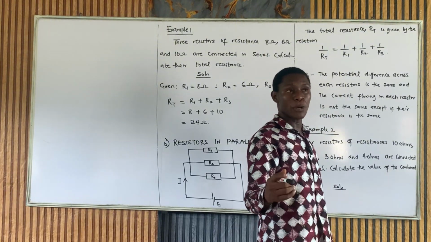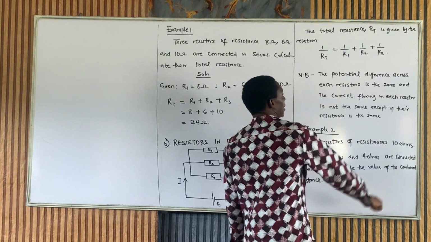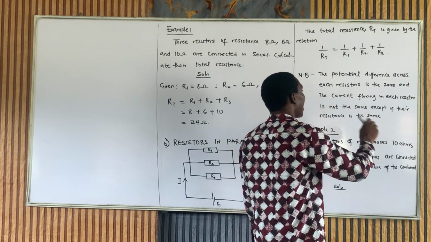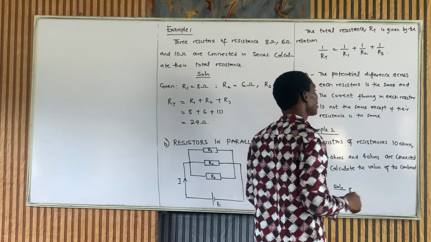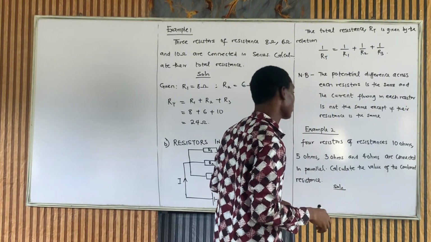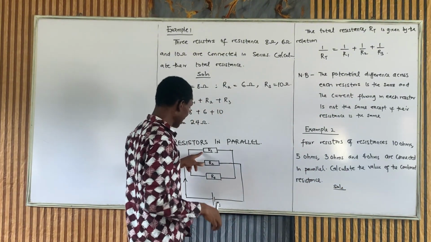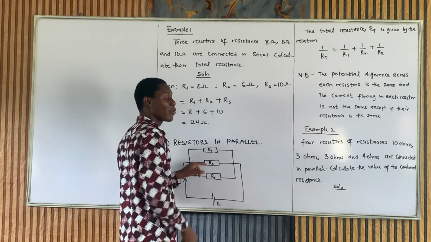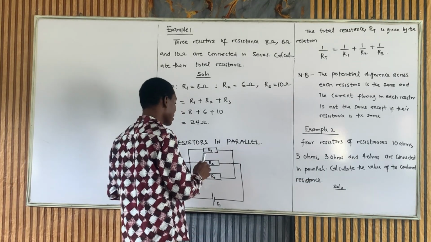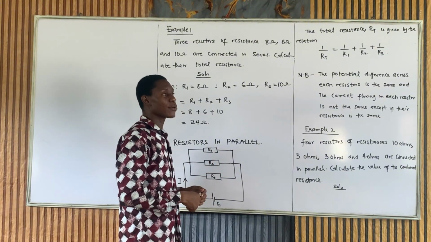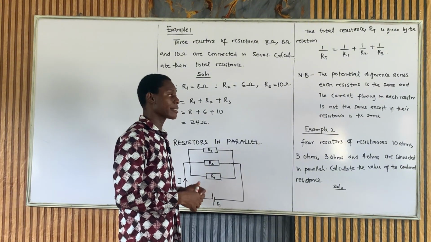Now, it's also important for you to note that the potential difference across each resistor is the same, and the current flowing in each resistor is not actually the same, except if their resistance is the same. So you see, the voltage here is exactly the same as the voltage here, and the same voltage here. So the voltage across the 3 resistors is the same, but the current divides across each of them, except when their resistance is the same.